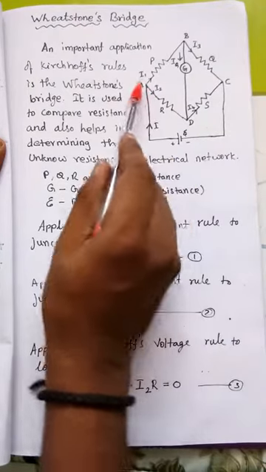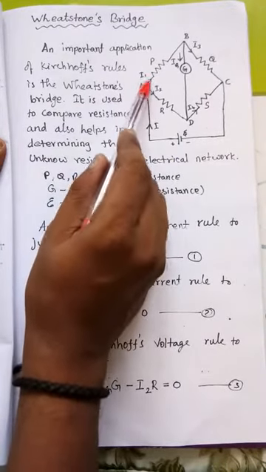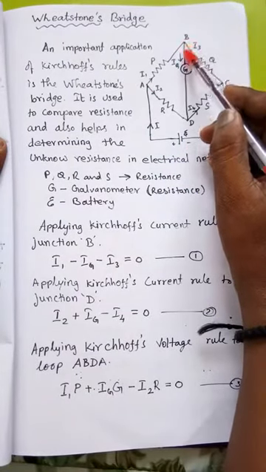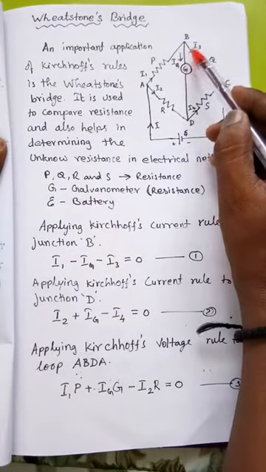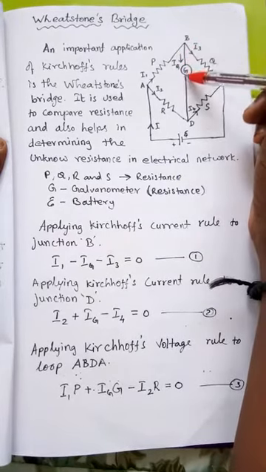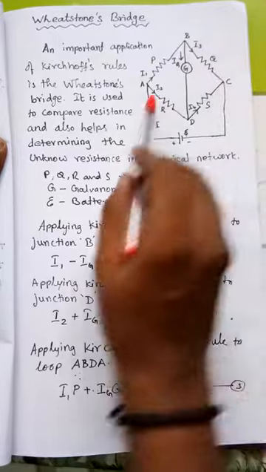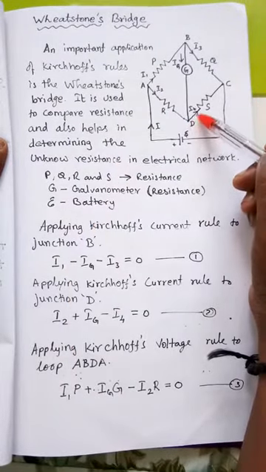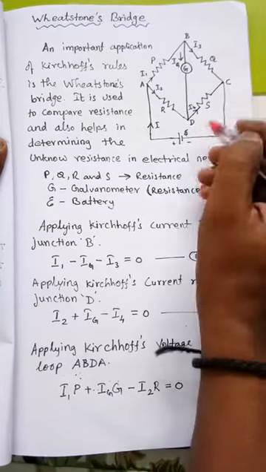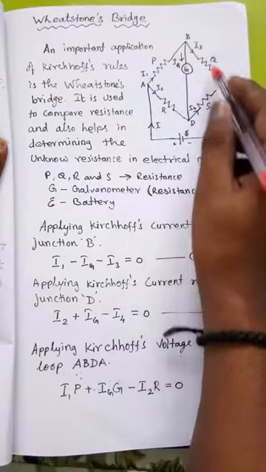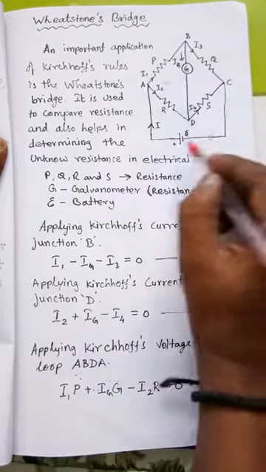Up to A, the current is split into I1 and I2. Then the I1 current passes here. Then B is a junction, and it splits into the IG current, which is through the galvanometer, and the I3 current. Then the I2 current moves to the D junction, along with the I4 current. So finally it becomes one complete circuit, with the current passing through the circuit.